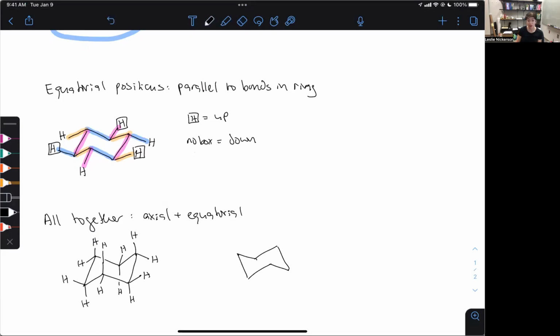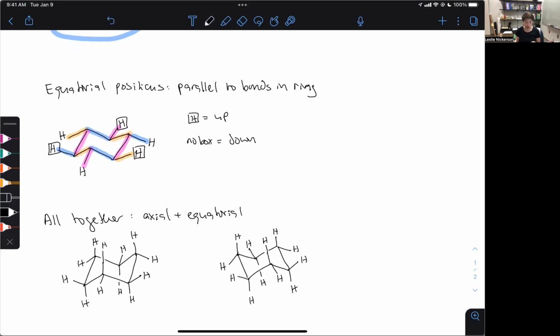Same process on this one. All the points going up, get the axial H up. All the points going down, the axial H down. Fix this little guy here. H. So all of our axial positions and then all of our equatorial positions parallel to the same things. We're still going one bond away, and that's what we're looking for.